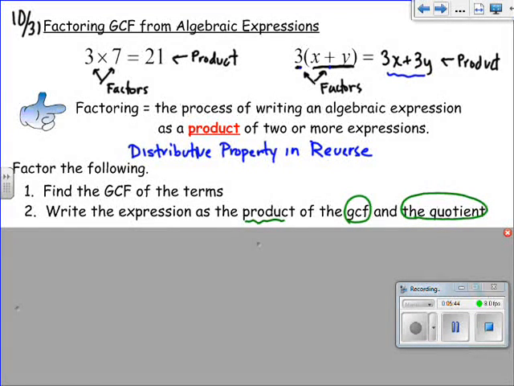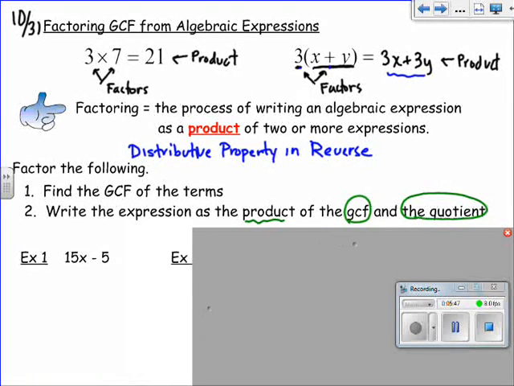Well, what does that look like in practice? Here's an example. I'm factoring 15x minus 5. I want to look at the expression and ask myself if there is a common factor in both terms. Do 15x and 5 share a common factor? Yes, they do. They share a common factor of 5. So I can write this as 5, the greatest common factor, times the quotient. What do I get when I take 15x and divide it by 5? Divide 5 out, I get 3x.